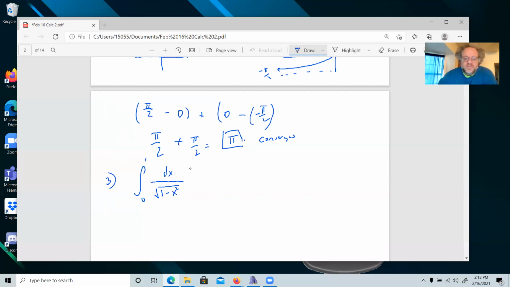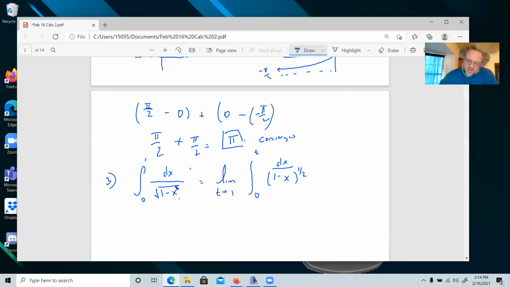So in this case, there's a problem. There's a little bit of a problem when x is 1. If I plug in 1 here, we have a problem. 0 is okay, but 1 is not. So we have to write a limit. Take your favorite letter: t goes to 1, and we have 0 to t, and this is 1 minus x to the negative 1/2.